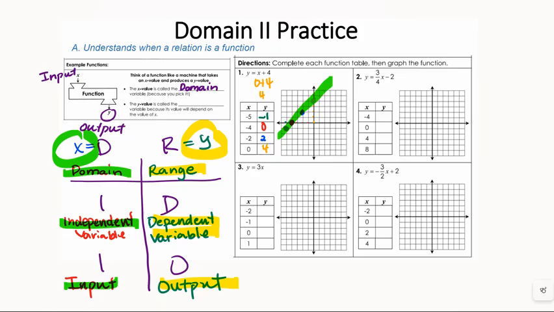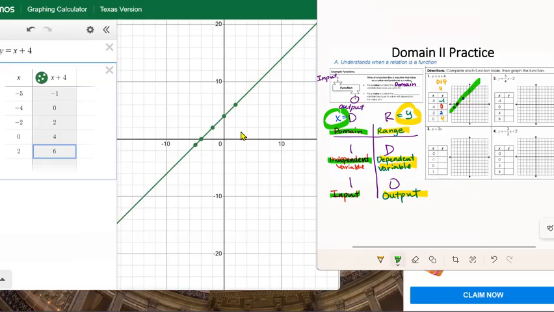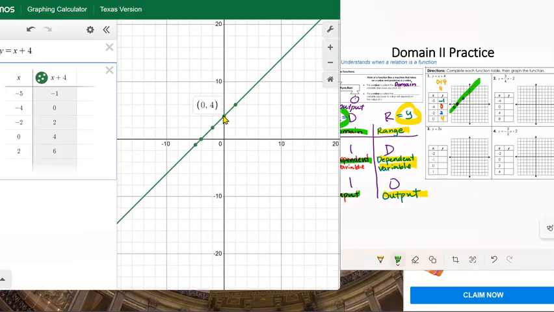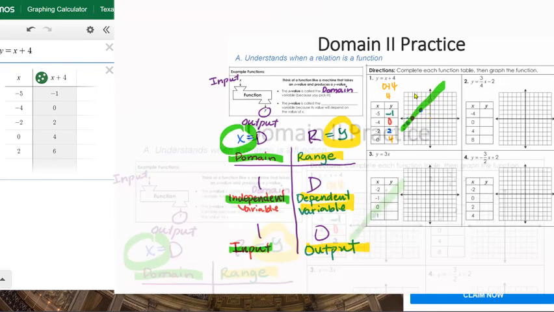That's using the mathematical way. Remember, we did this earlier, no? Look at what I did here. That's the point 0 and 4. This is the -2 and 2. This is the -4 and 0, which is this. And this is the -5 and -1. Are you getting it? Yes. All right, good. Now, we're going to do the same thing here, no?